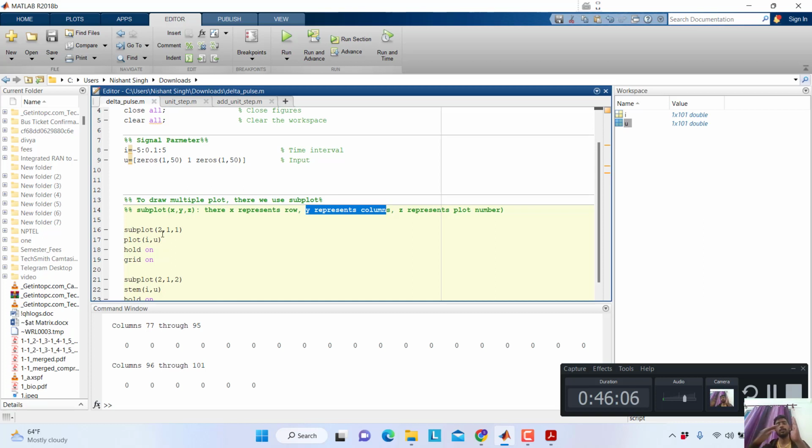First column, second column, third column. First row, second row, third row. So the first number shows the number of rows: first row, second row. Okay, there we have one column. Second, first row, second row, but we have one column.